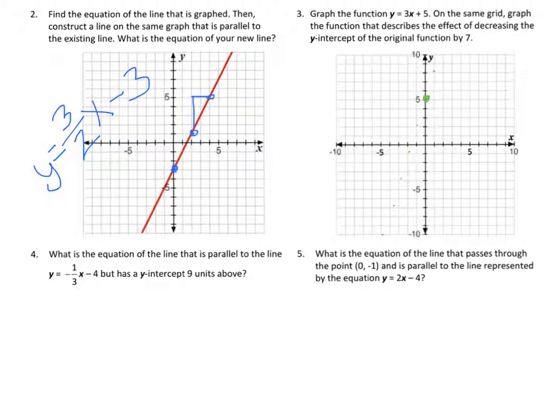Question 3 has two parts, the first being to graph the function y equals 3x plus 5, starting with the y-intercept at 5, and then counting and adding other points using the slope of positive 3, or 3 over 1. The graph would look similar to this. On the same grid, graphing the effect of decreasing the y-intercept by 7 means that we would move the y-intercept down 7 to negative 2. The slope would be the same. So these lines would be parallel.